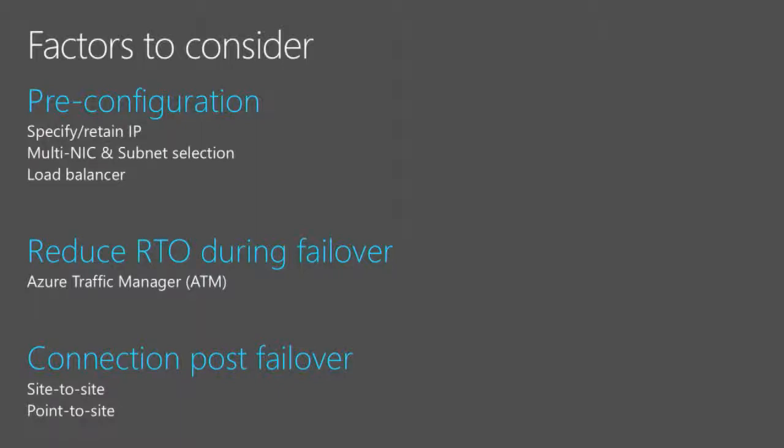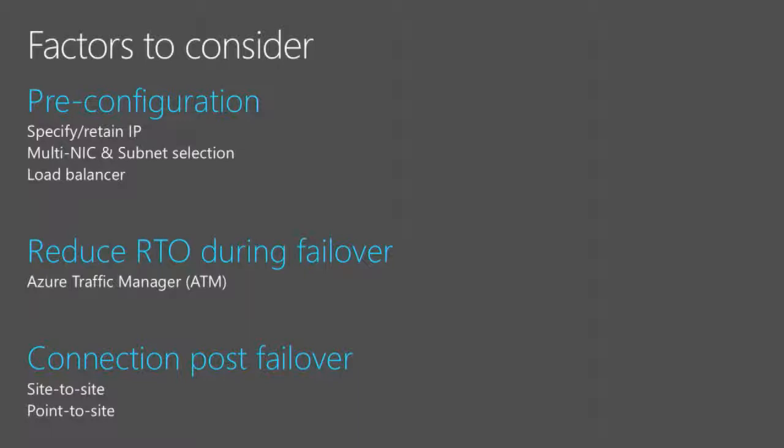Pre-configuration. When you fail over, you either want to retain the IP that's on-premises or at least specify the IP that you want. This is useful because you might have load balancers or firewall rules and what have you, which depend on the IP that a workload will get. So being able to specify or actually retain the IP is an important consideration.